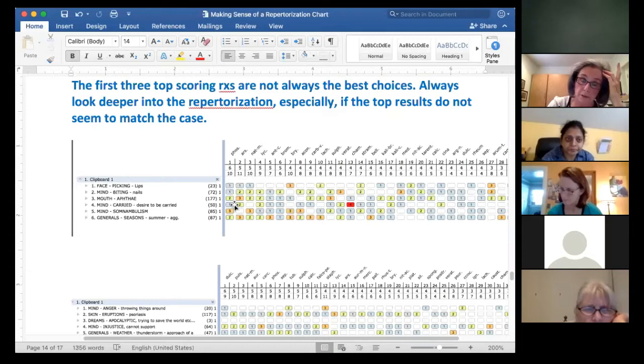So that's number one. The other thing is that when you look at a repertorization and you go, okay, here's one, phosphorus, arsenicum, and natmur. Those are the top three. Those are the only ones I'm going to look at. But if we look at the numbers in the chart, we've got a number of remedies here that scored a 5.